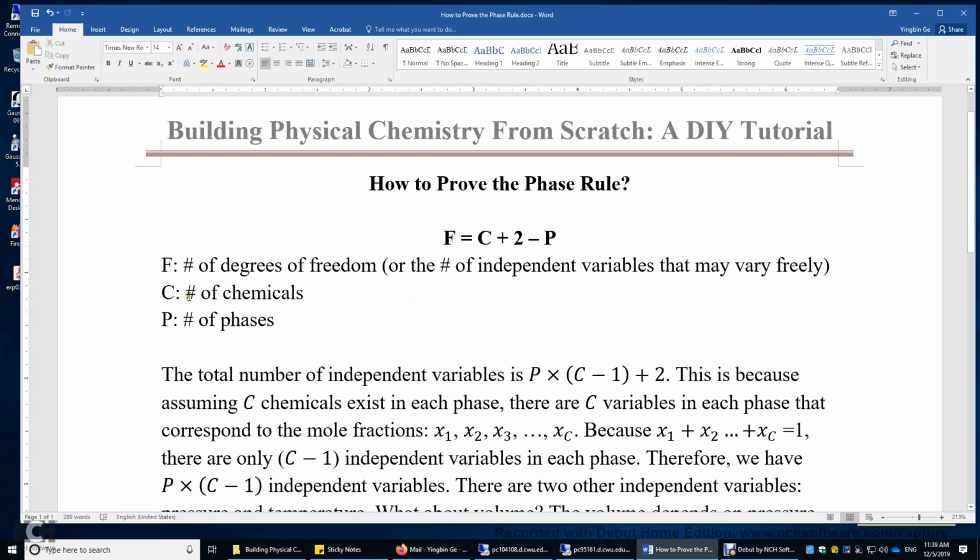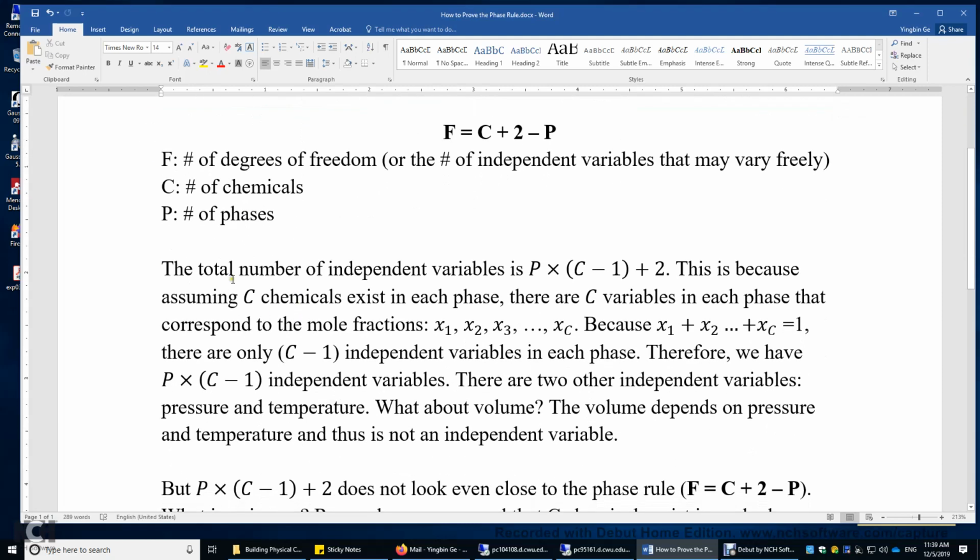C is the number of chemicals in the system, and P is the number of phases. So usually we have solid, liquid, and/or gas phases. Now the total number of independent variables is the number of phases times C minus 1, plus 2.